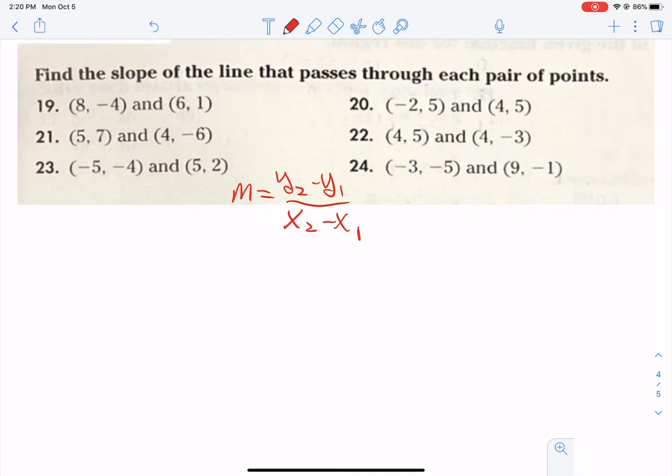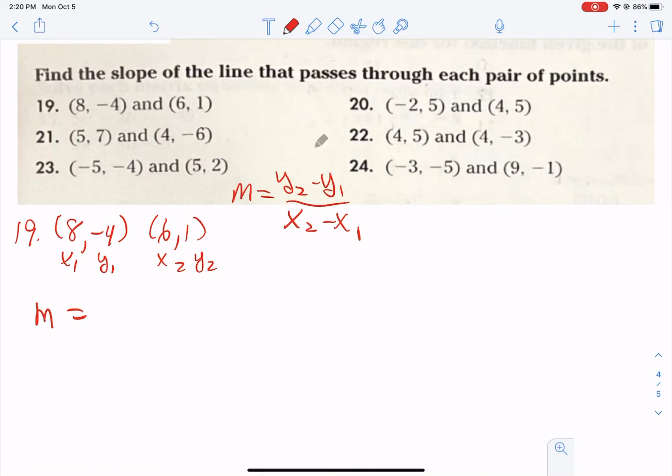So let's look at 19. Our points are 8, -4. Let's label that as x1, y1. Our second point is 6, 1. Let's label that x2, y2. Let's plug that into the formula.